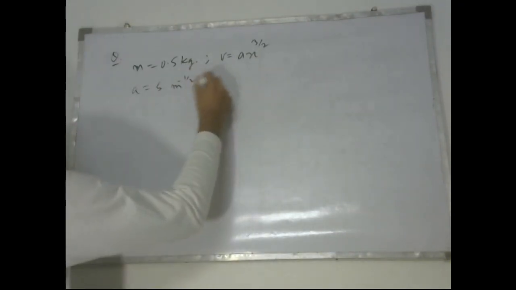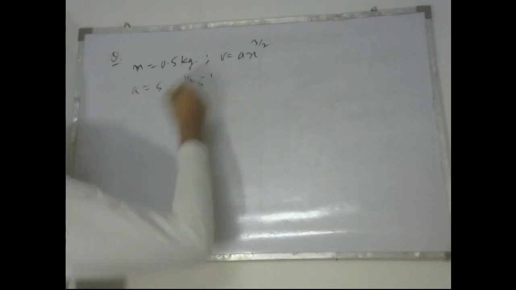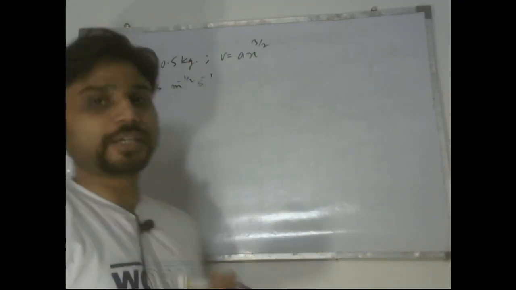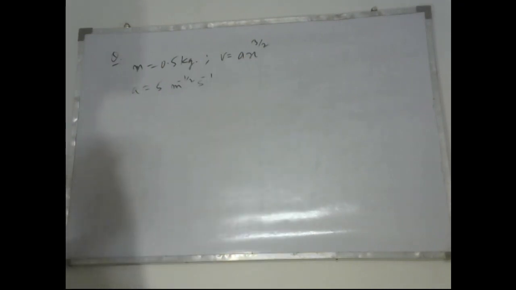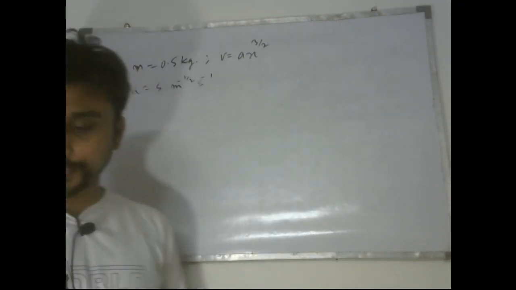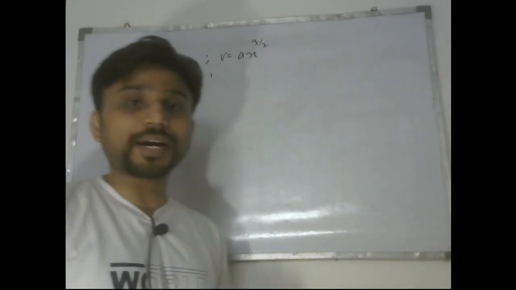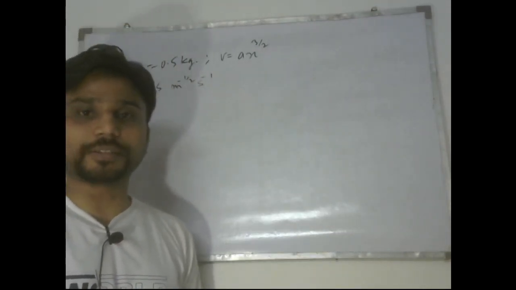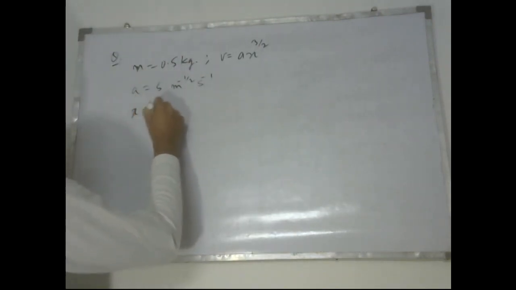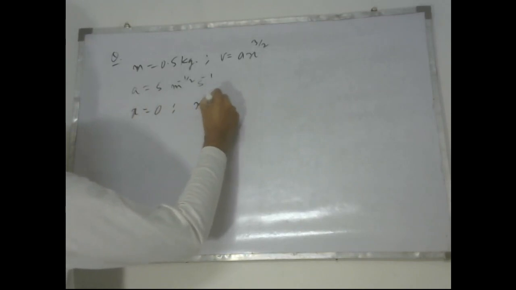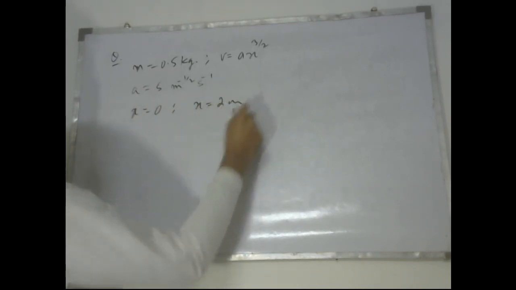m to the power minus 1/2 and s to the power minus 1. So this is the expression for velocity of the particle, that is a x to the power 3 by 2. Mass of the particle is this, and we are to calculate the work done by all the forces acting on the particle between the points x is equal to 0 and x is equal to 2 meters.